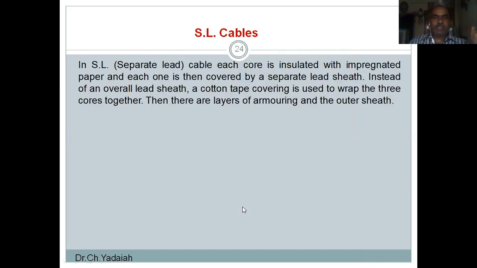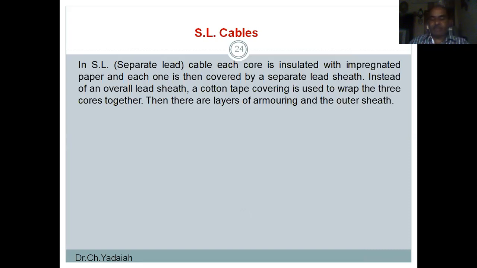Now, SL cables. SL means separate lead. In the previous case we used an overall sheet. Now it is a separate lead. Each core is insulated with impregnated paper as in the previous case. Each one is then covered by a separate lead sheet instead of an overall lead sheet. A cotton tape covering is used to wrap them together.